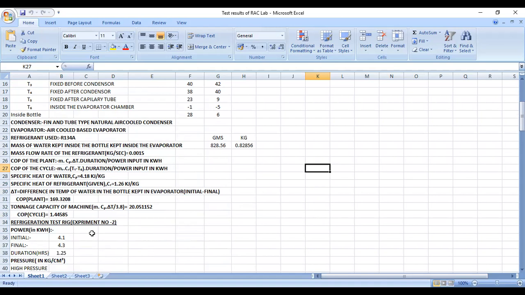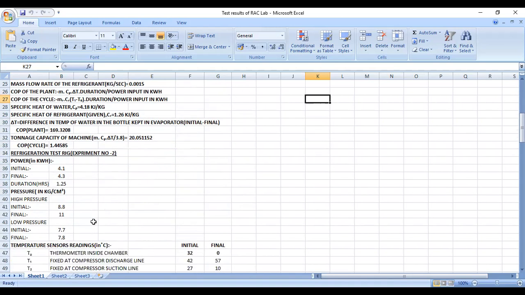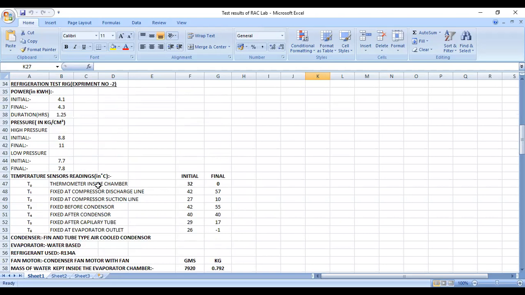The refrigeration test, initially it was 4.10, 4.1 to 4. Finally it becomes 4.3. Duration 1.25. Pressure initially again the same. It was 8.8. After the compression, it becomes 8. Low pressure remains 7, more or less the same. The thermometer inside the chamber remains 32 initially, equal to atmospheric, and remains 0 finally.